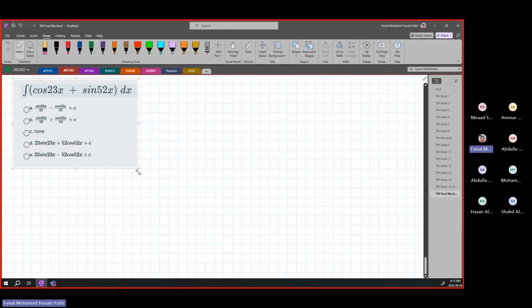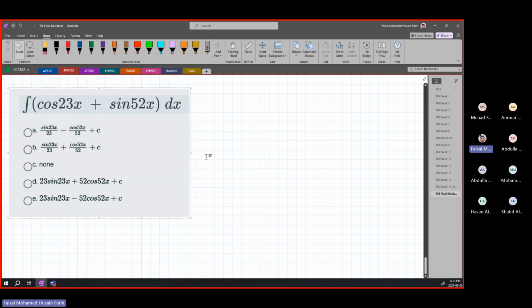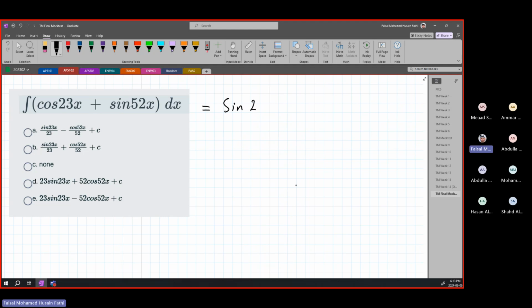And I'm never against someone using the calculator if it's allowed. I'm always supporting that. But in this case, just make sure you use it wisely and make sure you still know your integrations, because in such questions, your calculator won't help you. So in the integration of cosine of 23x, this is equal to, and cosine, when you integrate, becomes sine 23x. However, keep in mind that this is integration and not differentiation.